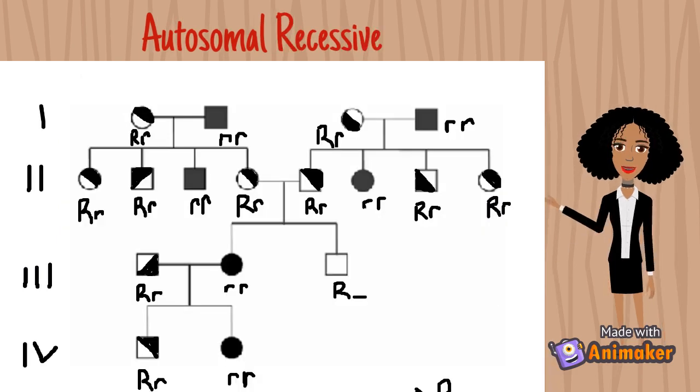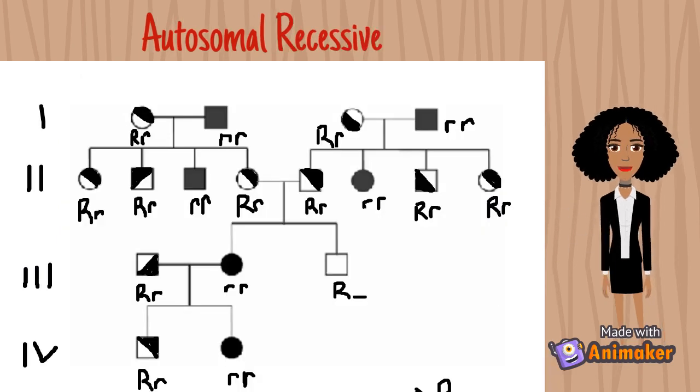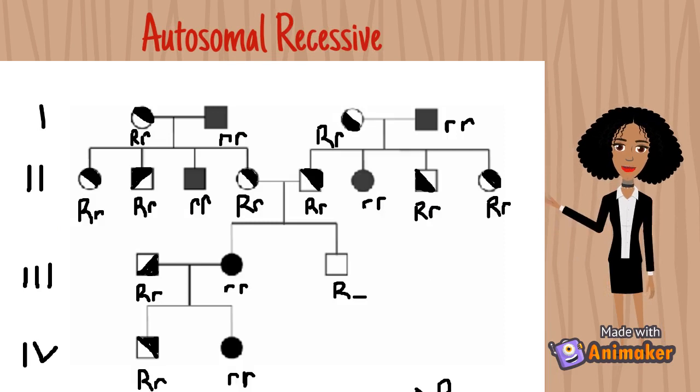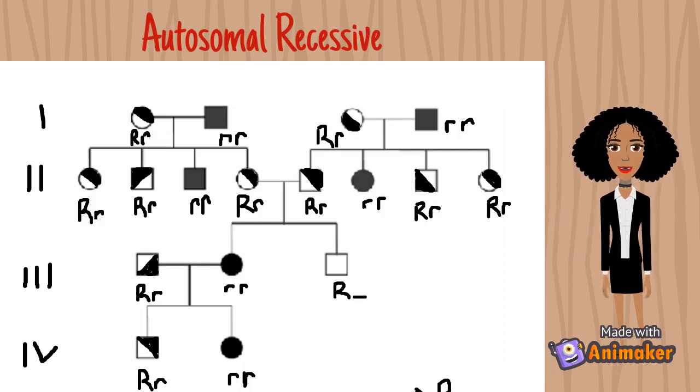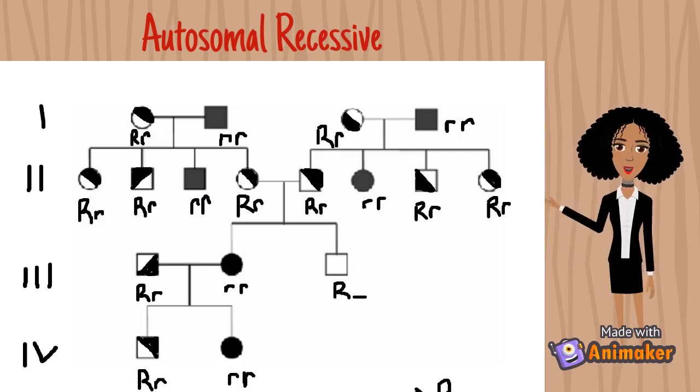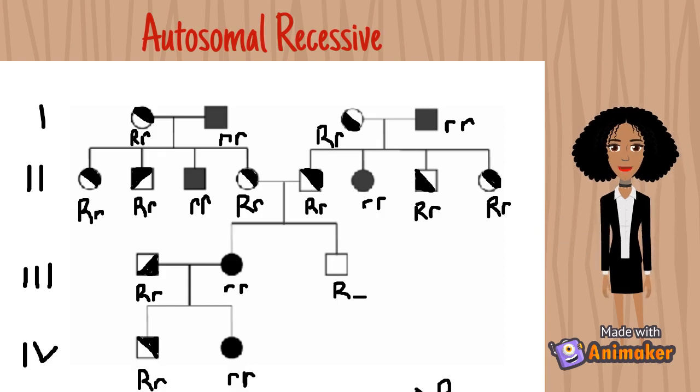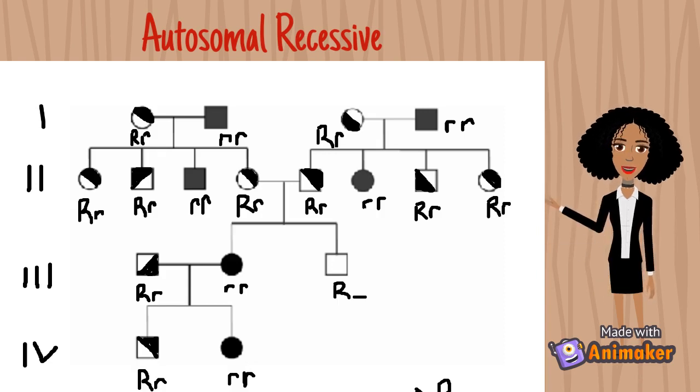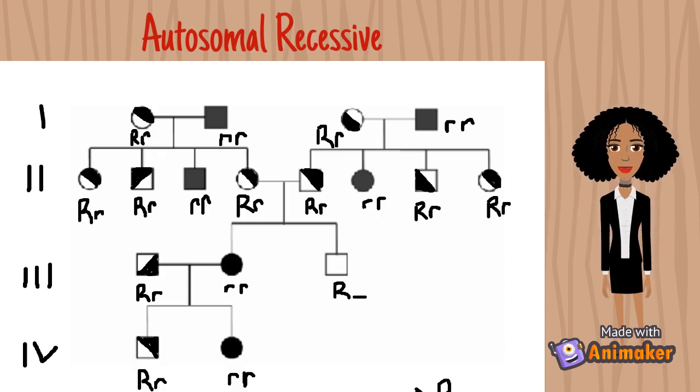When the mode of inheritance is autosomal recessive, that particular trait appears equally in both sexes. The trait tends to skip generations, and affected offspring are usually born to unaffected parents.